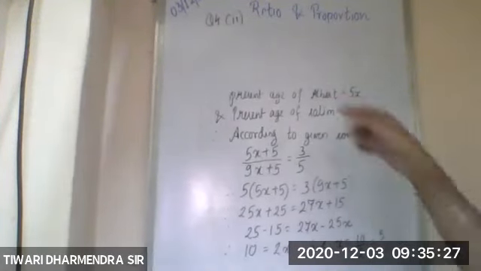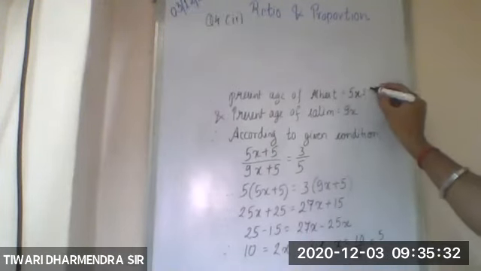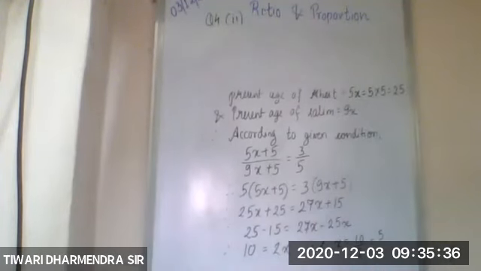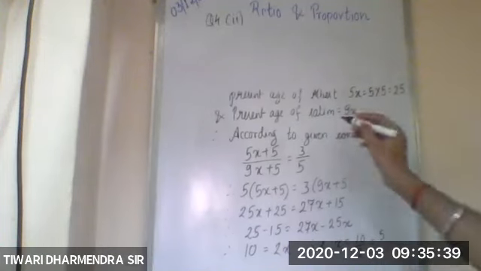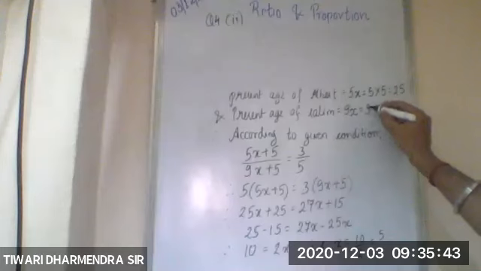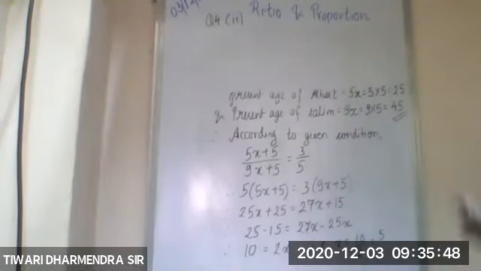So therefore, the present age of Albert is 5x, which is 5 into 5, is 25. And the present age of Salim is 9x. So 9 into 5, which is 45. Done. So we have completed practice set 4.2. Hope it was very easy.